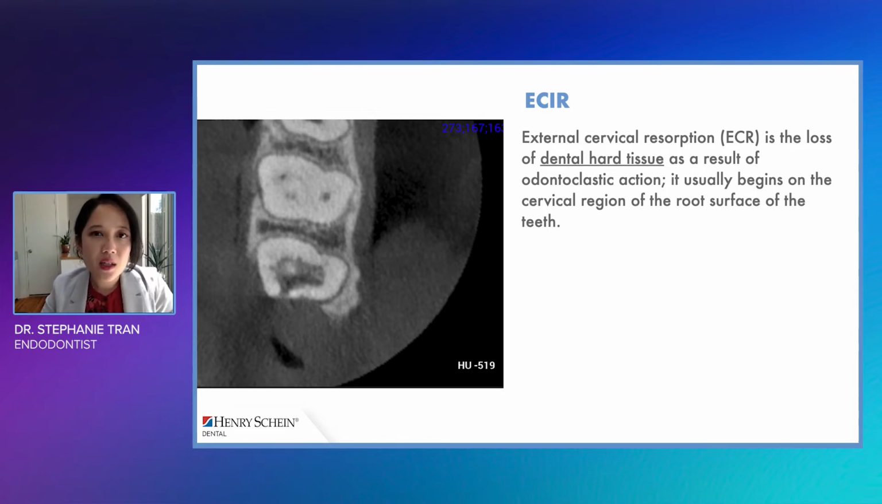Unfortunately, the patient's body is having an inflammatory reaction at the tooth itself. The way that inflammatory reaction happens is with the odontoclasts. Those are the same types of cells that are involved in periodontal inflammation and other inflammation in the tooth. In this case, the ECIR resorption defects usually start off in the cervical region on the root surface of the teeth.